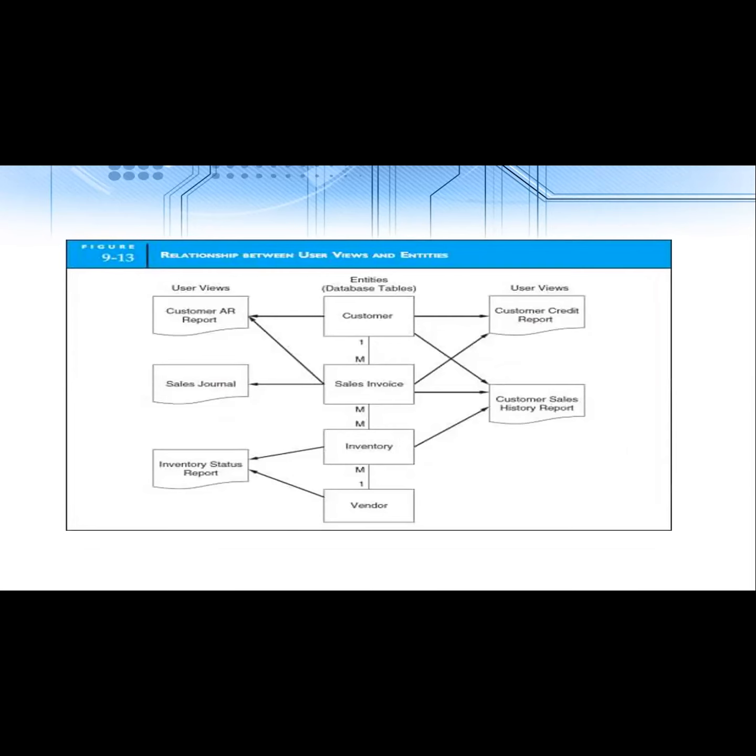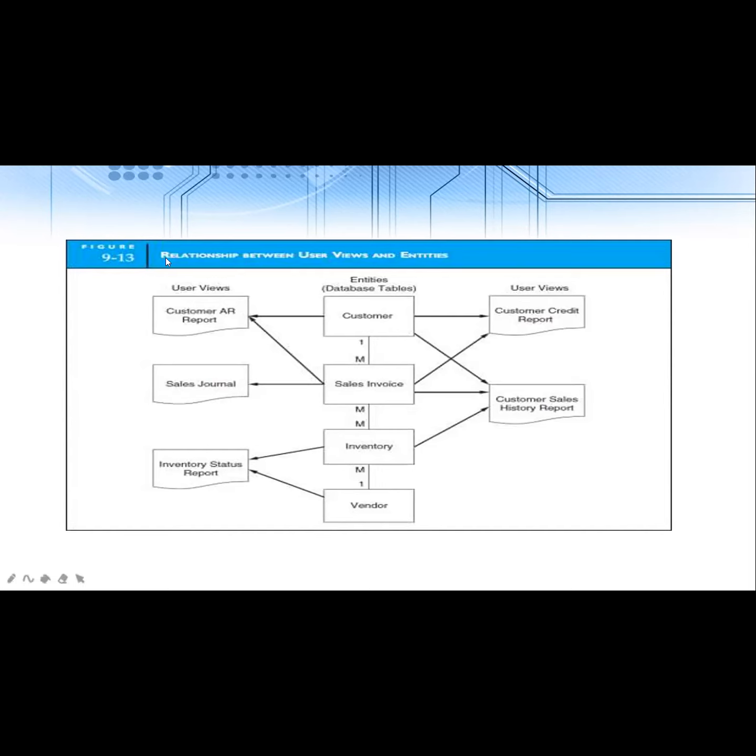Relationship between users' views and entities. A user view was defined earlier as a set of data that a particular user sees. Examples of users' views are computer screens for entering or viewing data, management reports, and source documents such as invoices and purchase orders. Views may be digital or hard copy, but in all cases they derive from underlying database tables. Simple views may be constructed from a single table, while more complex views may require several tables.